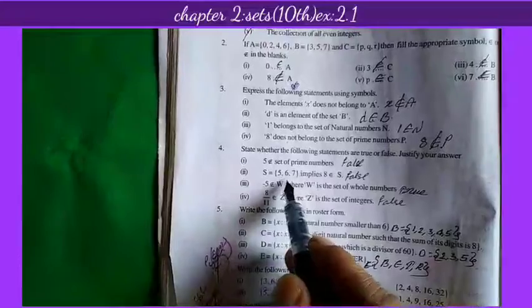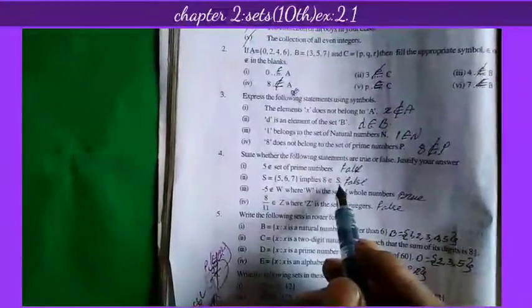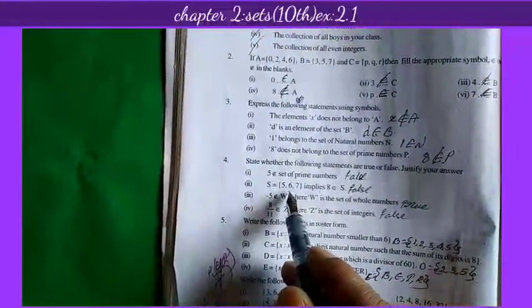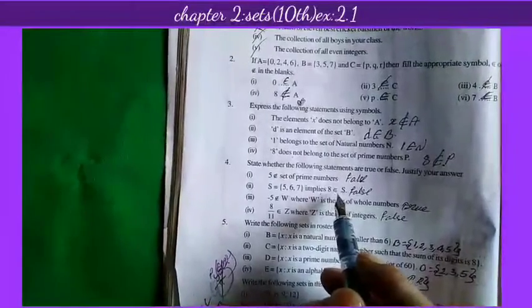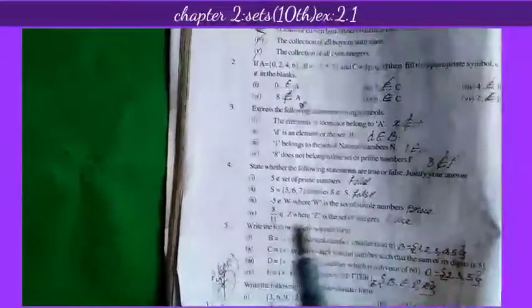And S equals the set of 5, 6, 7 implies 8 belongs to S. Clearly 8 is not in this set. So 8 does not belong to S. It says 8 belongs to S, so it is a false statement again.